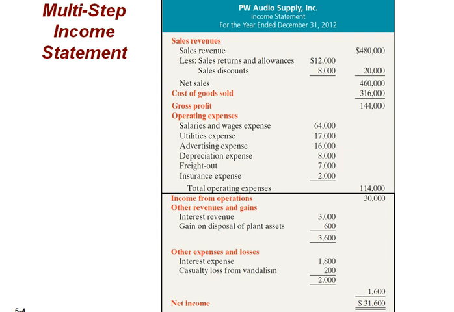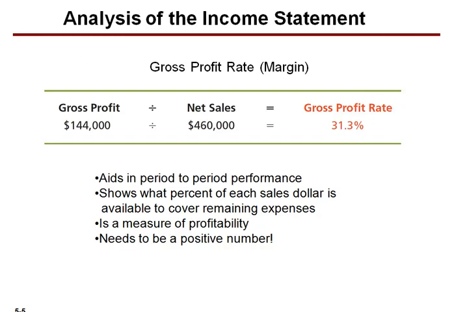I want to draw your attention to two numbers before we move forward. I would like to point out gross profit, and I would like to point out net sales. We're going to use those in our next slide. One of the things I like about the multi-step income statement is it allows you to calculate the gross profit rate. And in the gross profit rate, it's nice to see that your gross profit's $144,000.